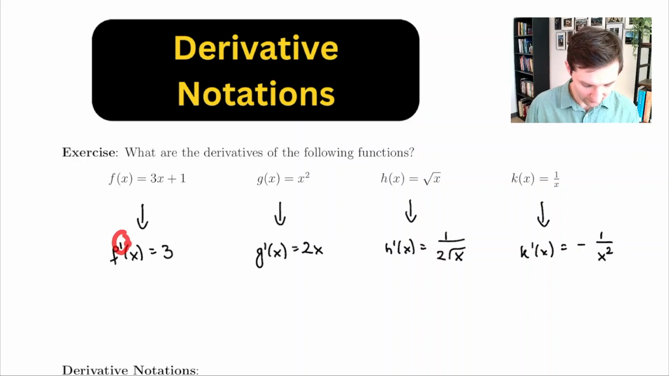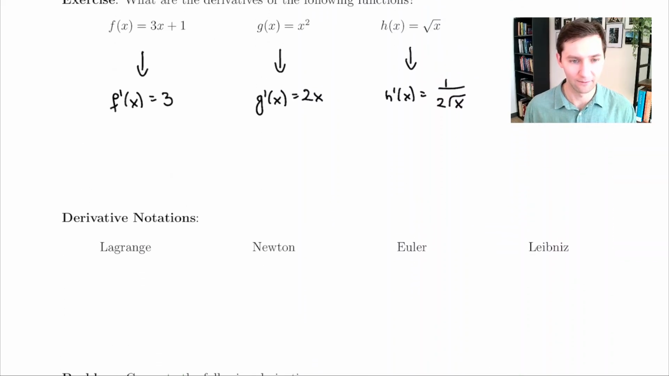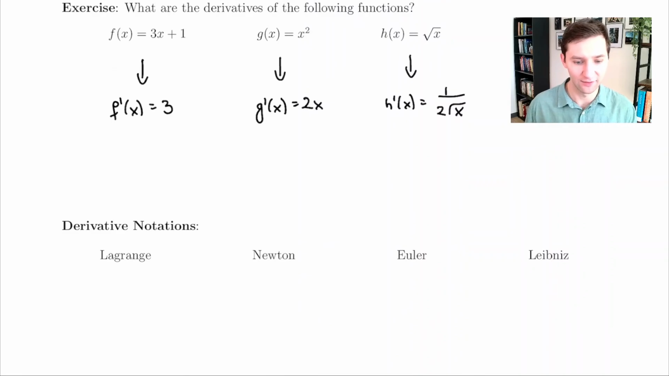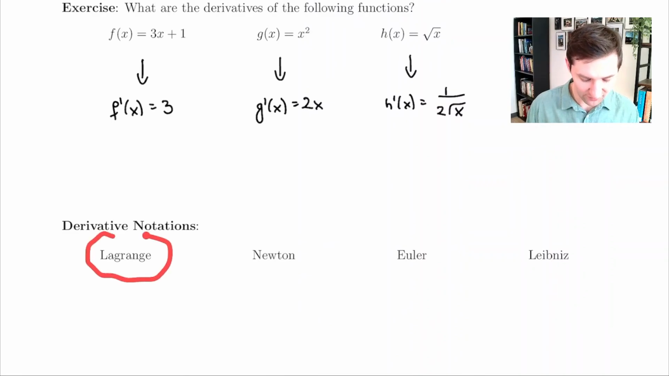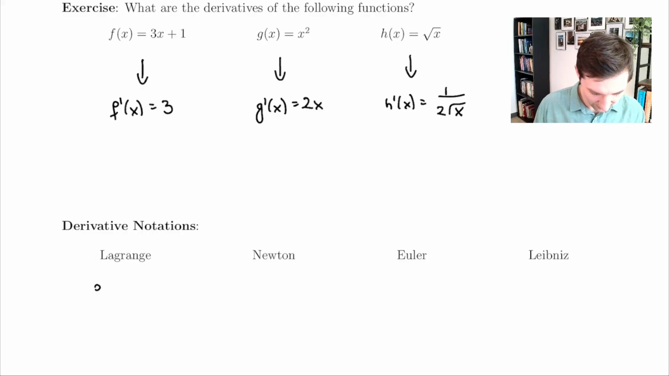I used the prime notation to denote these derivatives. There are at least 3 different ways in which you can denote the derivative. The prime notation is often called Lagrange's notation. Given the function f, you can denote the derivative by f prime. And if you want to specify the variable, you can write it as f prime of x.